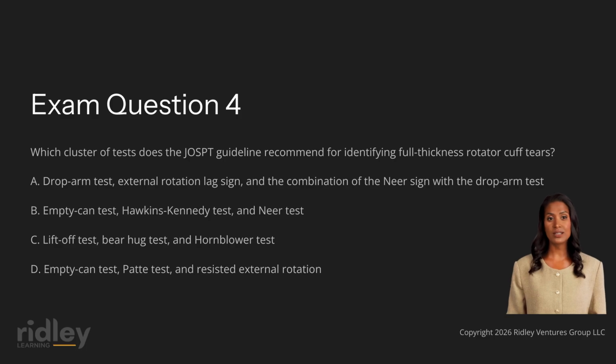The JOSPT guideline recommends the drop arm test, external rotation lag sign, and the combination of the painful arc sign with the drop arm test as the cluster for identifying full-thickness rotator cuff tears. The external rotation lag sign is among the strongest diagnostic indicators for ruling in full-thickness tears.